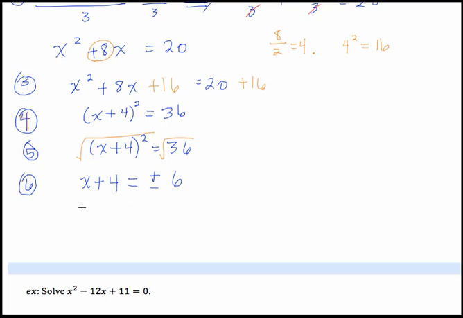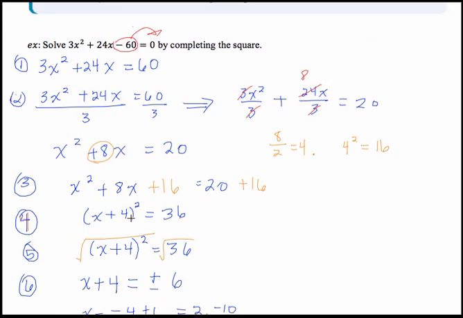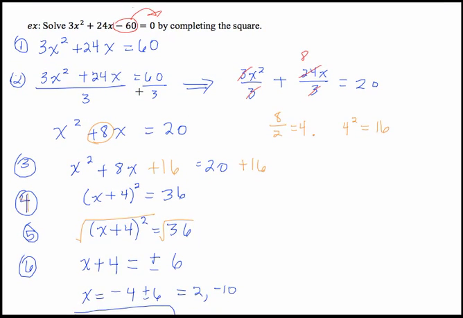So we get x equals, let's see, move the 4 over, negative 4 plus or minus 6. So if we do negative 4 plus 6, that is 2, and negative 4 minus 6 is negative 10. So let's write that nicely in order. Negative 10 and 2 are the two solutions to this quadratic equation. Okay, and that's how you do it, by completing the square.